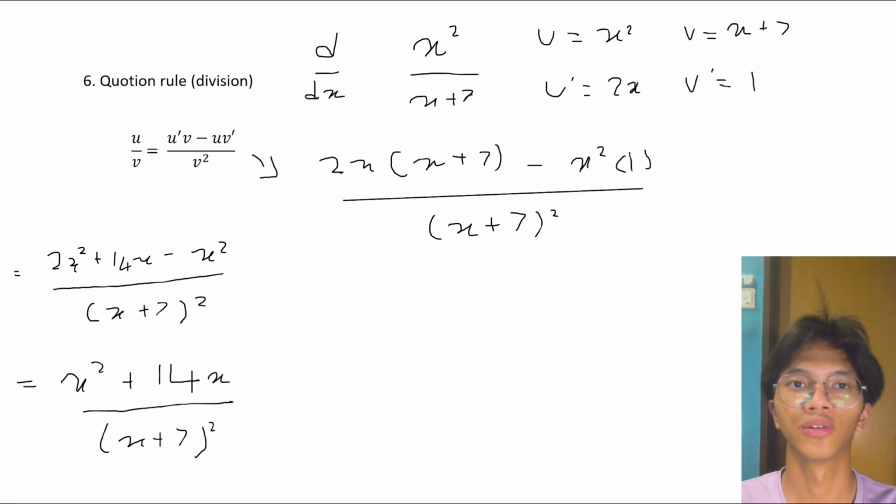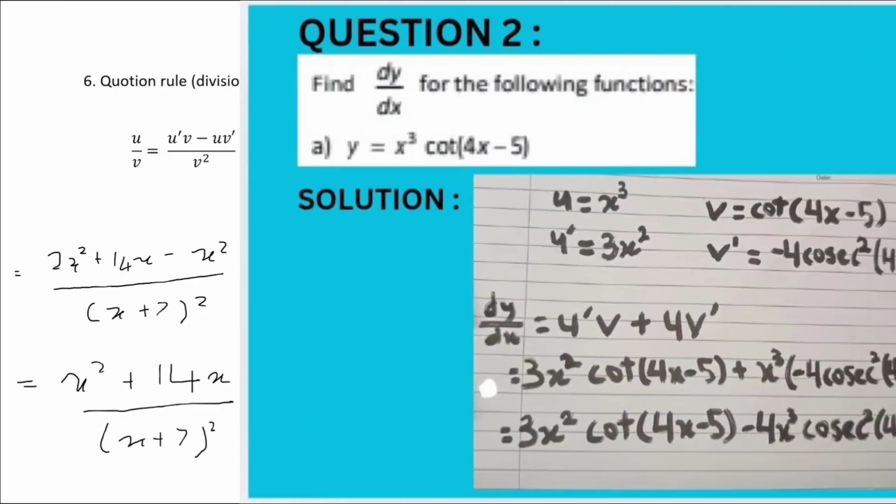The final technique that we have here is the quotient rule. Quotient rule is basically the same as the product rule, but it is a division. So we take the numerator as u, and we take the denominator as v. As you can see here, we include the formula, so we put the u and v into the given formula, and we have the answer (x² plus 14x) divided by (x plus 7)². So this is question 2.